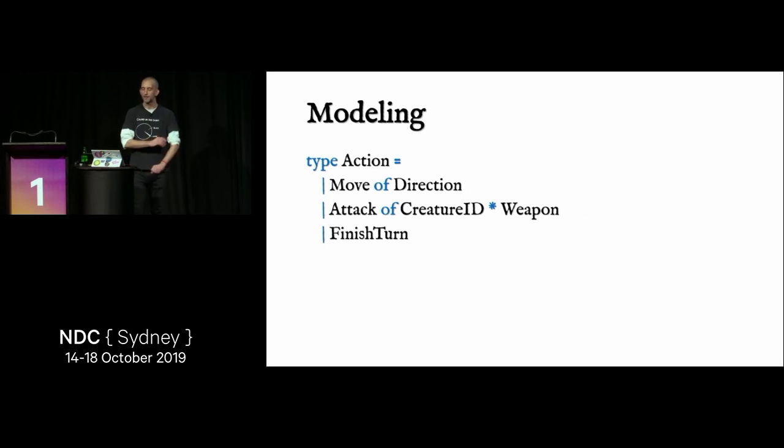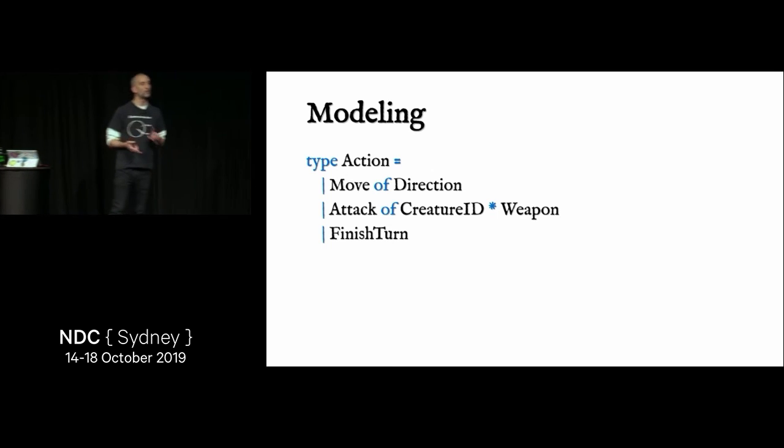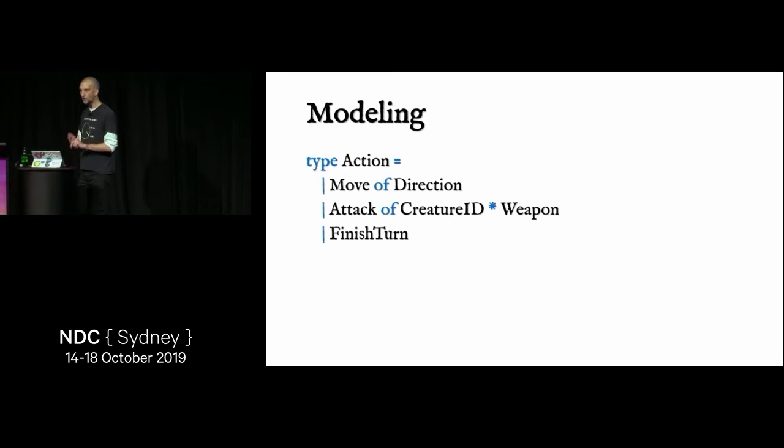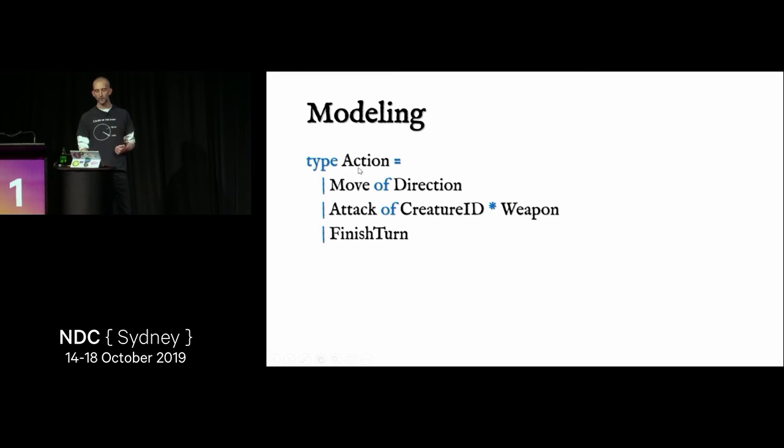How would I model this? What I had was, during my turn, I can do a movement or an attack. Guess what? I'm going to use again a discriminated union. So I'm going to say your action can be either move in a certain direction, or you could attack somebody with a weapon, or you could decide to do nothing and finish your turn.